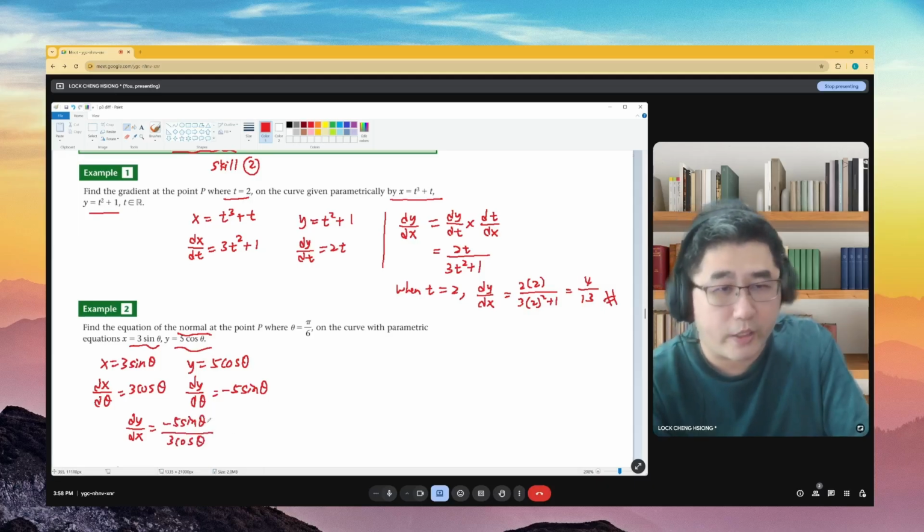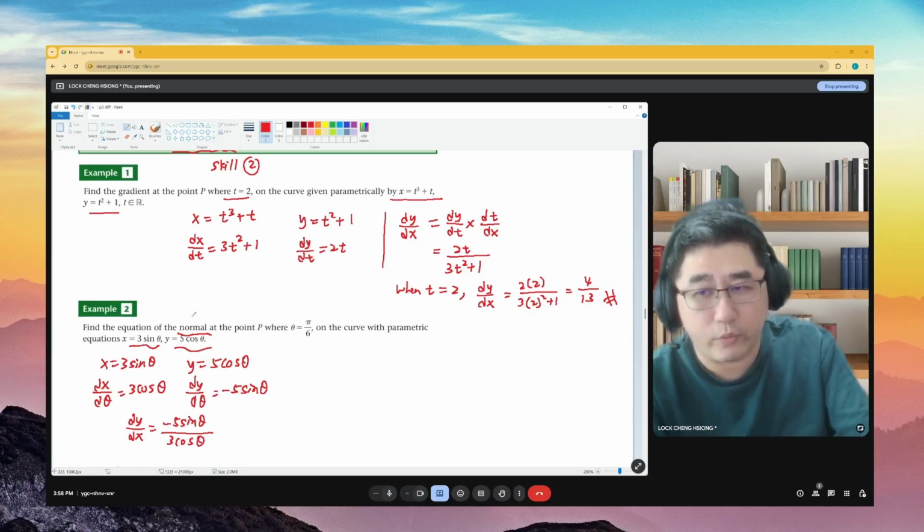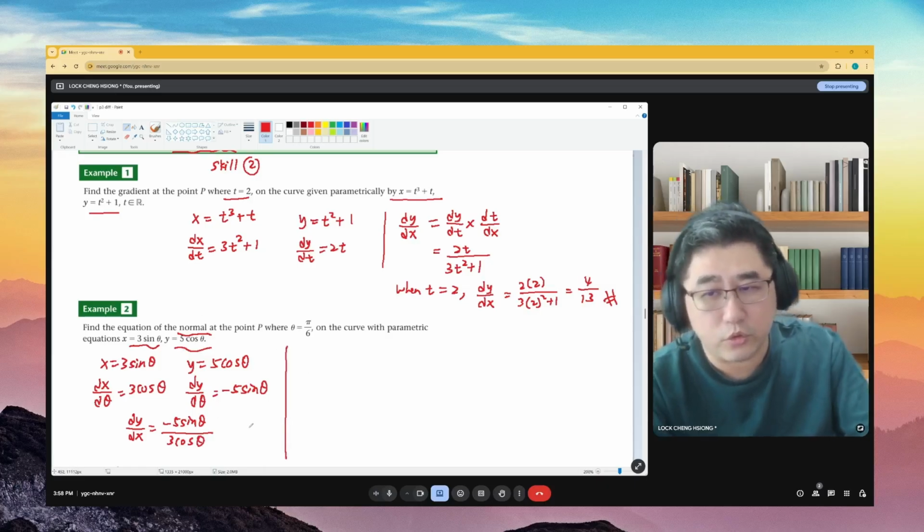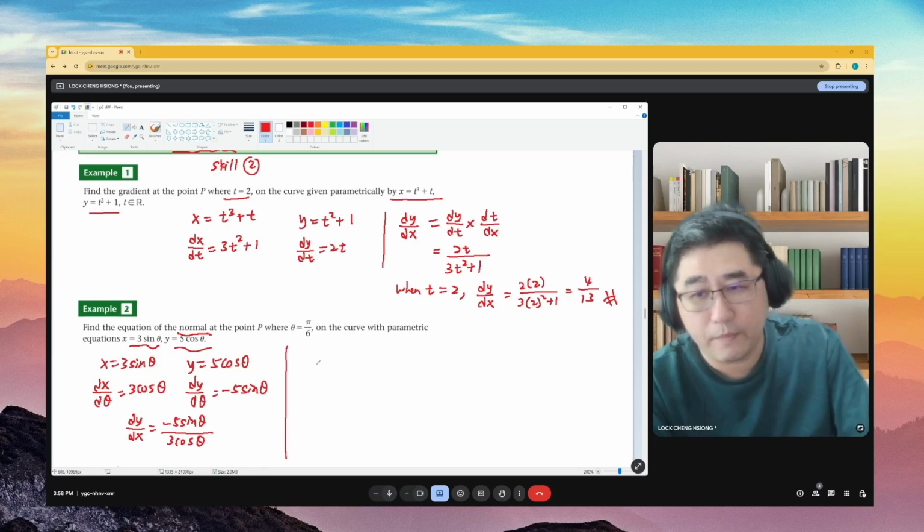You do not need to simplify it, because that's not what we want. We want the equation of the normal. So you can just leave it in that form. If you really want, you can write it as a tangent.